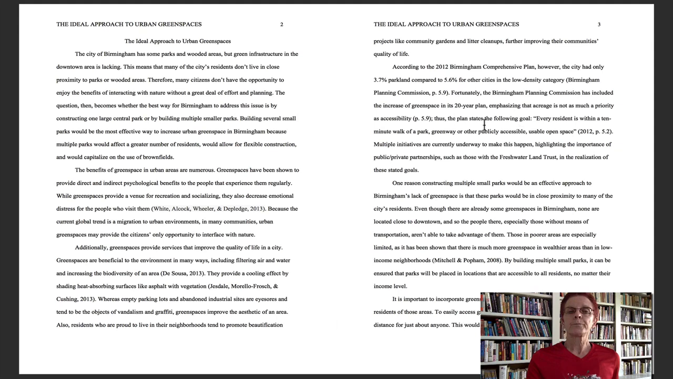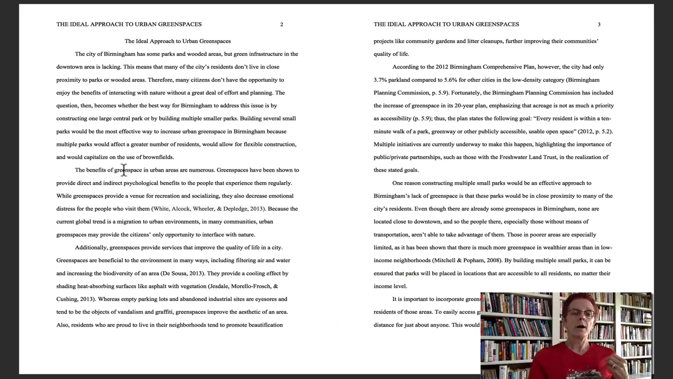All right, so here you can see that you always put the title of your paper like this. You put it centered on the first line. And notice here's your introductory paragraph, and it has: building several small parks would be the most effective way to increase urban green spaces in Birmingham because multiple parks would affect a greater number of residents, allow for flexible construction, and capitalize on the use of brownfields. So here's your stance. You're saying building these parks would be a good thing, and you have three reasons.